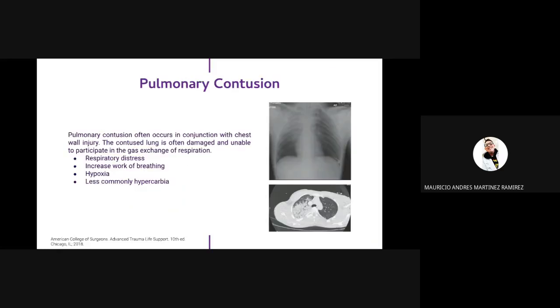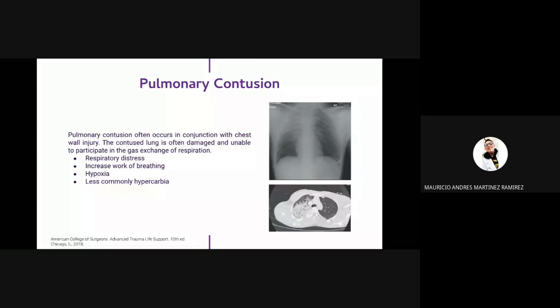Pulmonary contusion often occurs in conjunction with chest wall injury. The contused lung is often damaged and unable to participate in the gas exchange of respiration. In adults, pulmonary contusion is most often encountered with concomitant rib fractures and is the most common potentially lethal chest injury. Pulmonary contusions are common and range from clinical silence to causing severe respiratory distress.